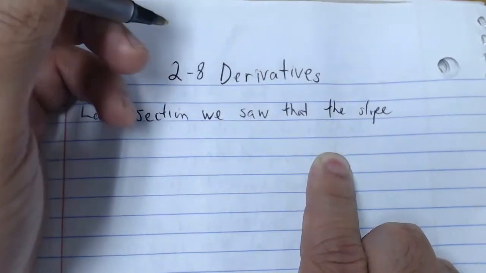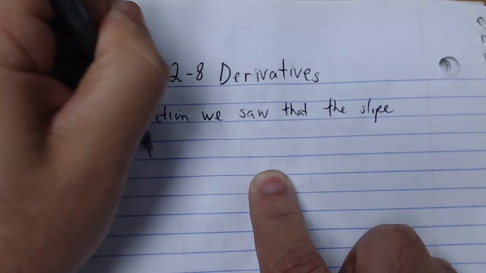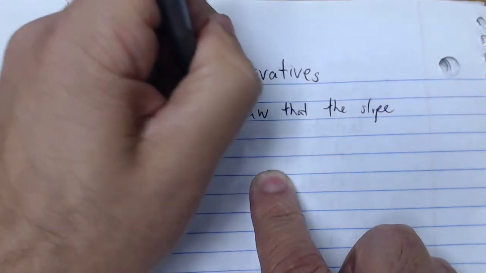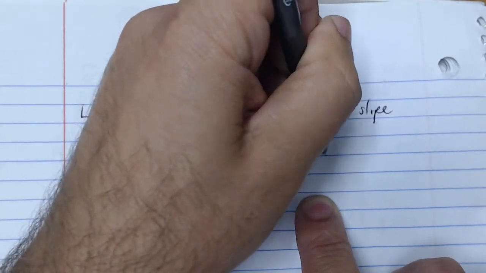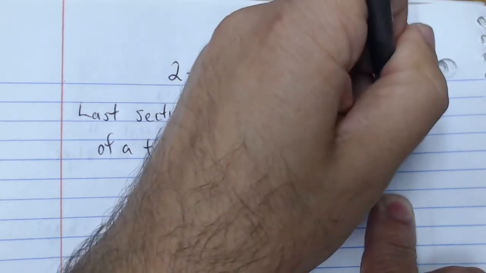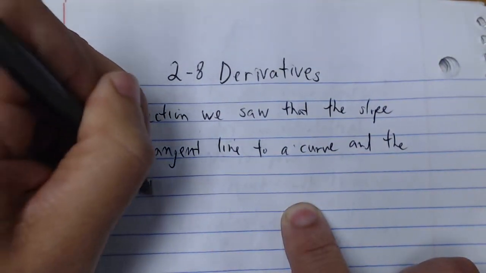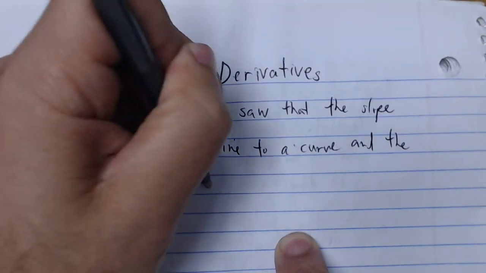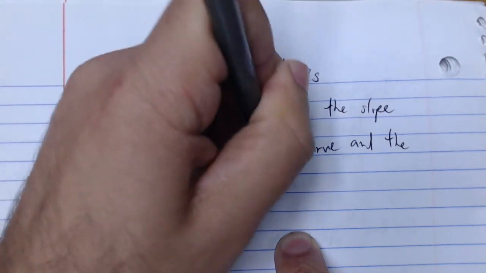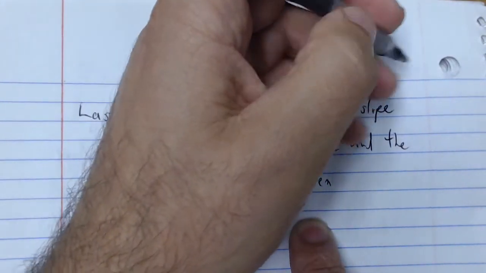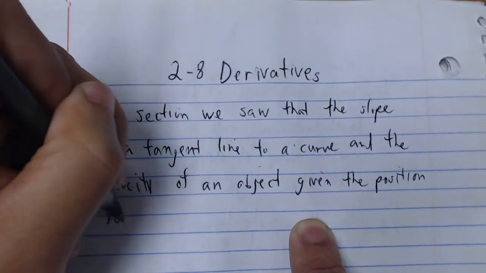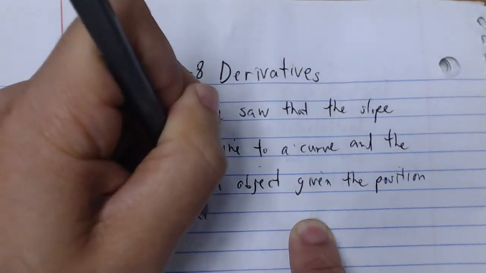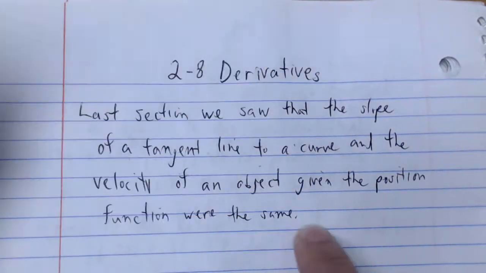that the slope of a tangent line to a curve and the velocity of an object given the position function were the same. Right? I mean, that was kind of what we saw.